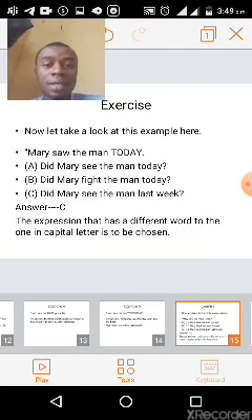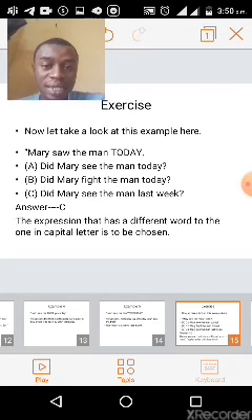So we have the exercise here. Now we're going to do this exercise together. Take a look at this example here. Mary saw the man TODAY. Now today is being stressed, so our attention is on today, the day Mary saw the man. So we have option A, did Mary see the man today? Option B, did Mary fight the man today? Option C, did Mary see the man last week?